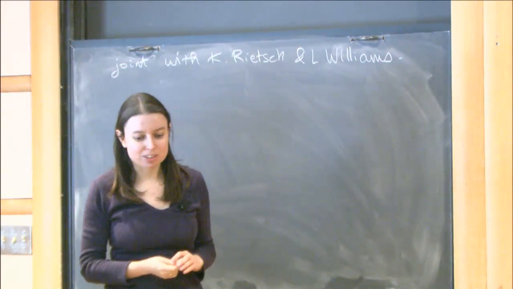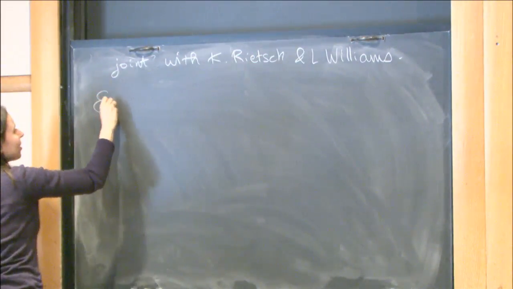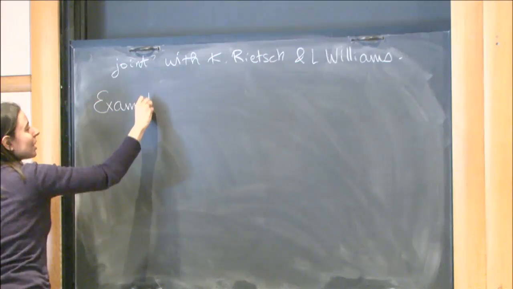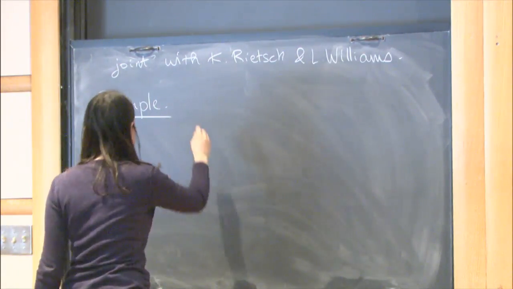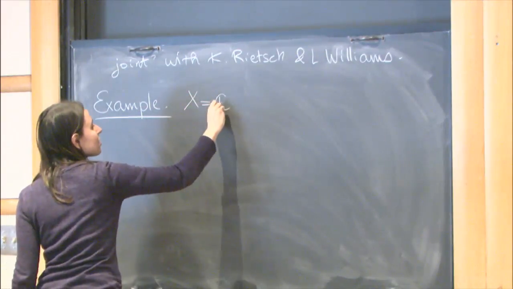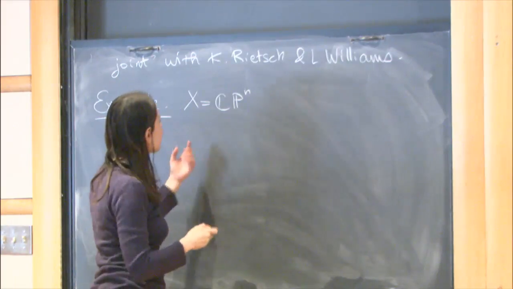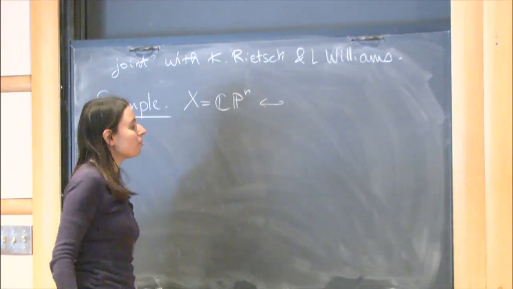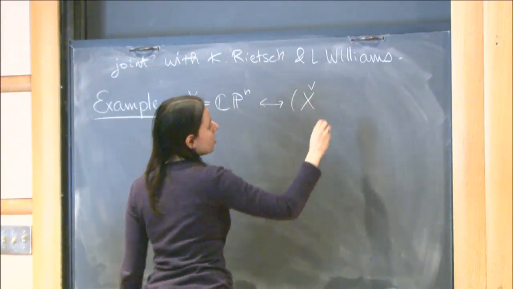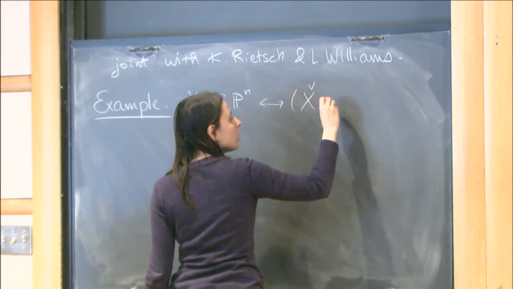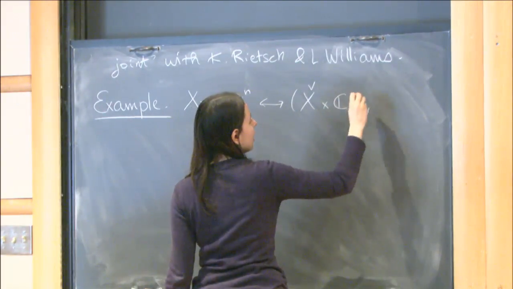So I'd like to start with an example that we're all presumably very familiar with, to give you an idea of the point of view I'm going to be adopting. So let's look at projective space. We all know that projective space has a mirror that's a Landau-Ginzburg model. So it's a pair, X check and W.